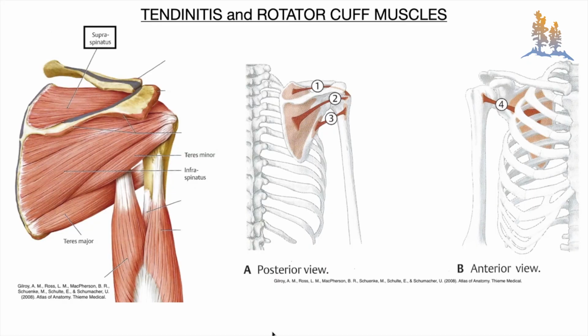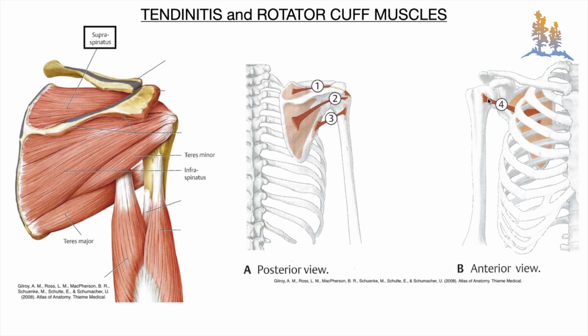Tendinitis is inflammation of the tendons, which connect the muscles to the bones, as you can see here. Most of the time, tendinitis of the shoulder is going to be associated with the tendon of the rotator cuff muscles. The rotator cuff is made up of four different muscles: the supraspinatus muscle, the infraspinatus muscle, the teres minor, and a muscle you can't really see here, the subscap muscle, which is shown over here.